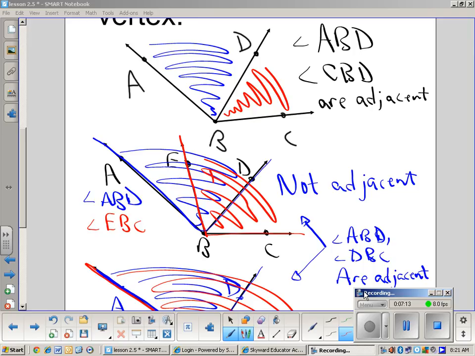In this case here, we have angle ABD and angle DBC, or CBD, which mean the same thing. They're adjacent. They share this ray, and they share this vertex, but they don't have any overlapping parts. In this picture here, they're not adjacent, for a lot of reasons. One, they've got some overlapping parts in here. Two, they don't share a common side. Angle ABD, this one, and angle FBC, this one, don't share a common side. All they share is the vertex.